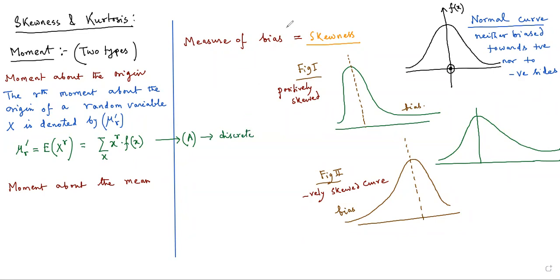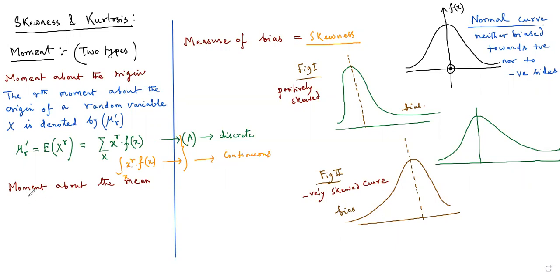And similarly, when the case is continuous, this definition remains the same. The only difference is we consider the integration sign rather than the summation sign. We integrate this quantity X to the power r f(x) over all possible values of X. This happens when the case is continuous.